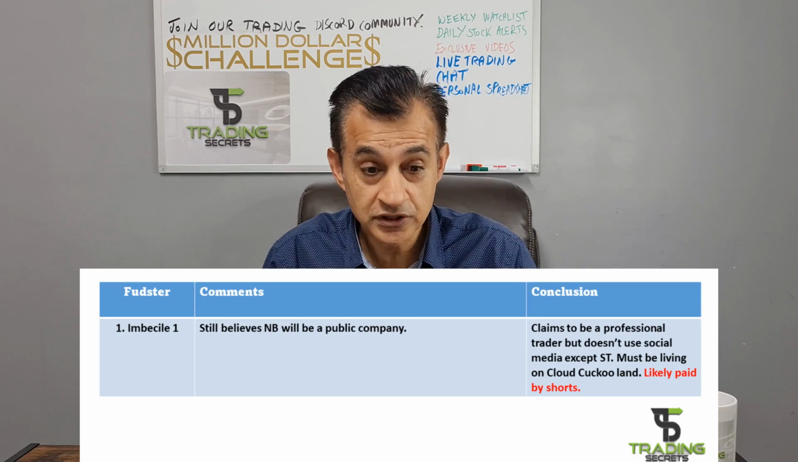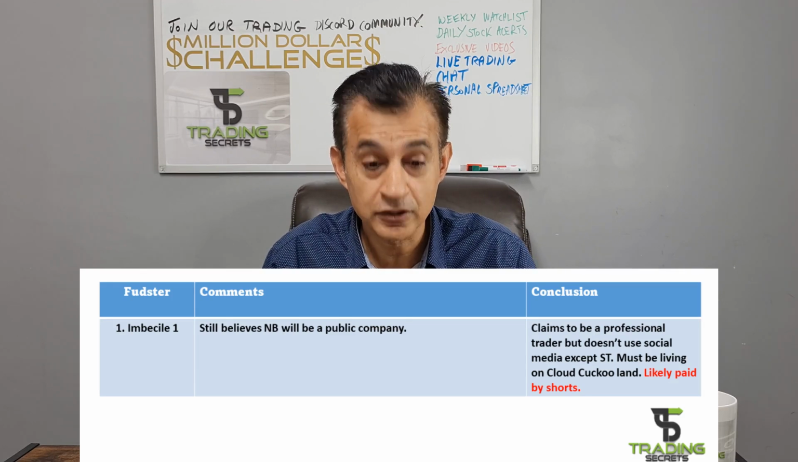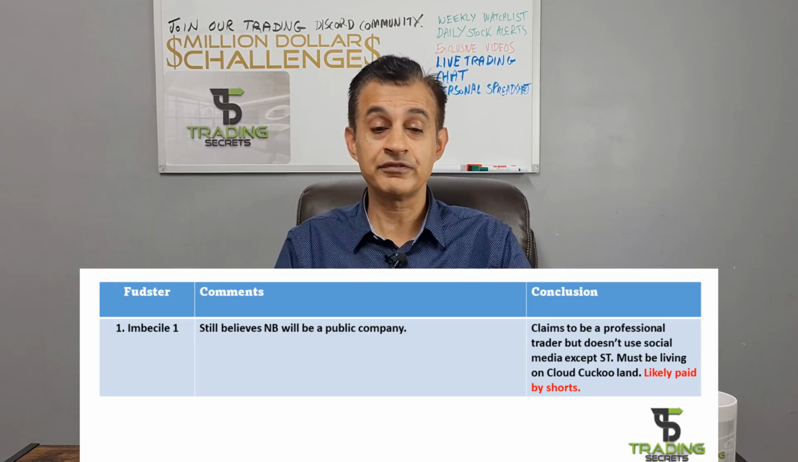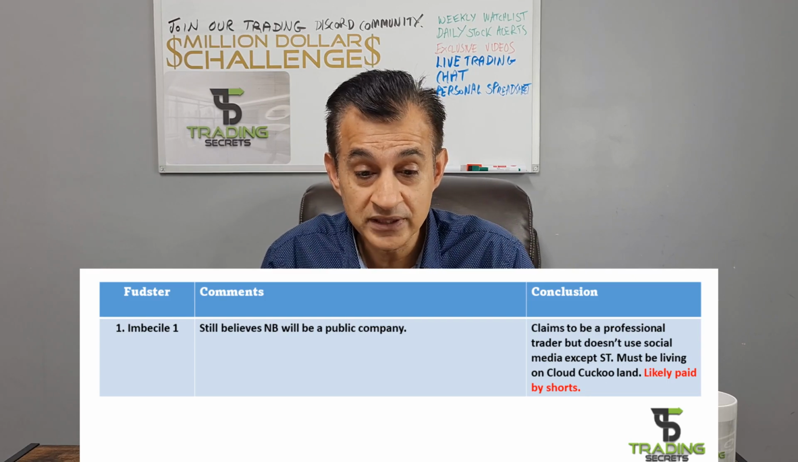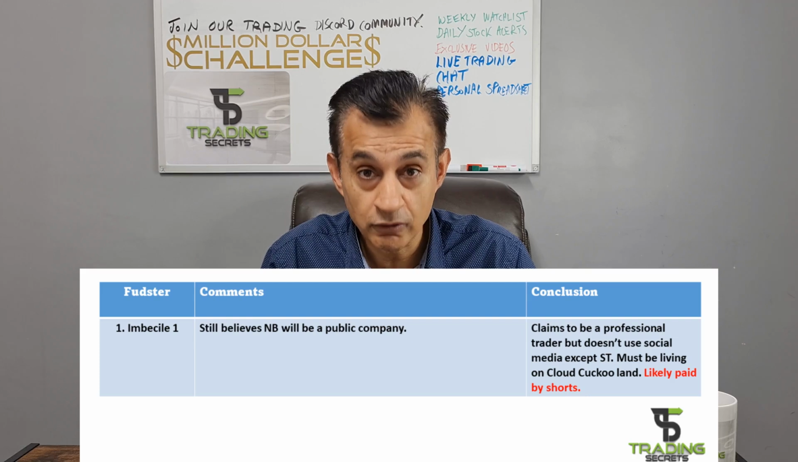What I'm now going to share with you is my example of 5 FUDSTERs out there on social media. The first one here has been featured in previous videos, and this is a person going by the name Imbecile1. So let's have a look at why Imbecile1 is being classified as a FUDSTER. Although it's number 1, it doesn't mean it's the number 1 FUDSTER, because each one is different. First of all, this individual still believes Nextbridge will be a public company. That's the message they are trying to get across.